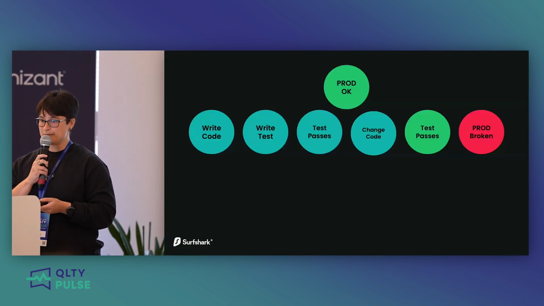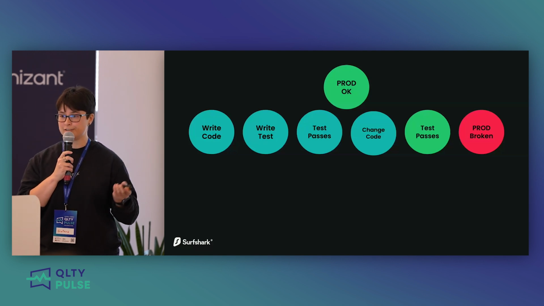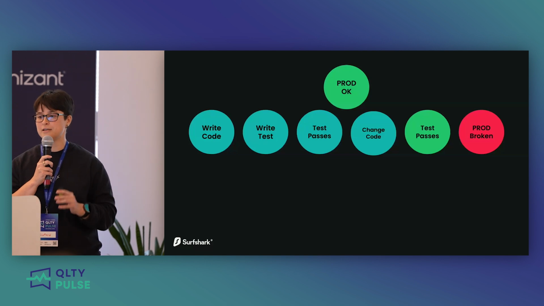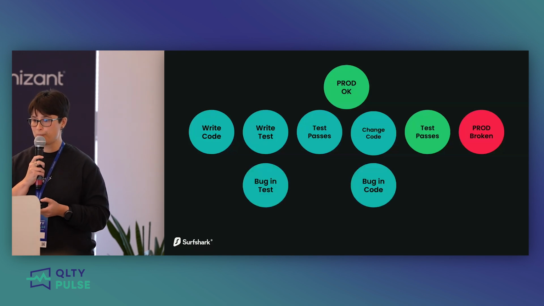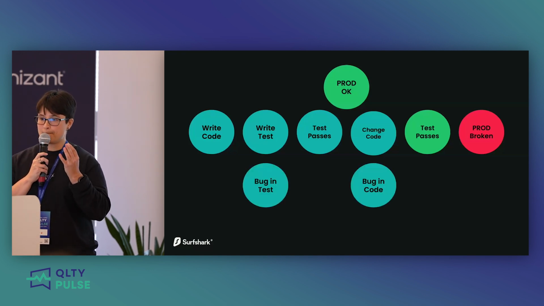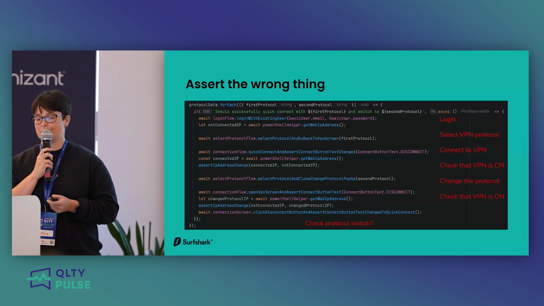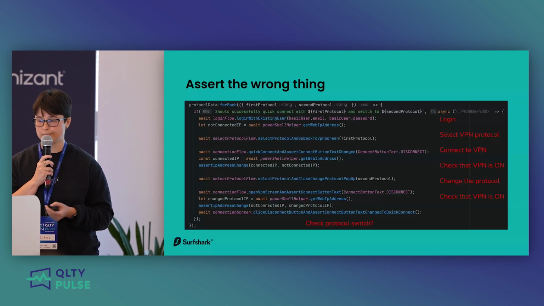And let's deep dive into the second case. We're writing code, writing a test, it passes, all good and fine, production is okay. Change code, the test passes again, everything is fine, and the production fails. What's going on here? So, a bug in the test in the first place, and a bug in the changed code. So what is going on here? The test is asserting the wrong thing, or actually checking the wrong thing.